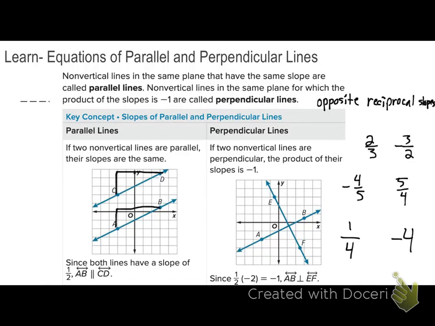Both of these lines, I'm going up 2.5 and right 5 to get from one point to the other. So they have the same slope, meaning they are parallel lines. Okay? For these perpendicular lines, the product of their slopes is -1, aka they have opposite reciprocal slopes.